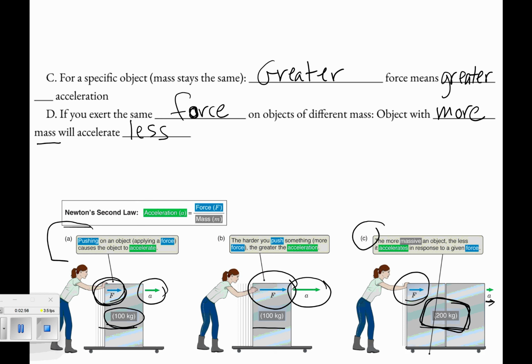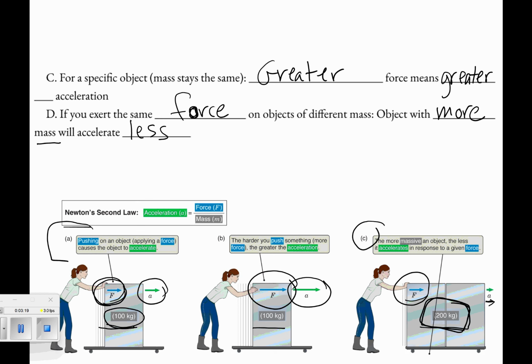You can try this at home. You may not have a big block on a cart, but maybe you have a rolly chair or something else, a skateboard, something that zooms across the floor. You can try pushing it with different forces. You can try putting something heavy on it, have your brother or something sit on it, and see how that changes. But this is the idea.